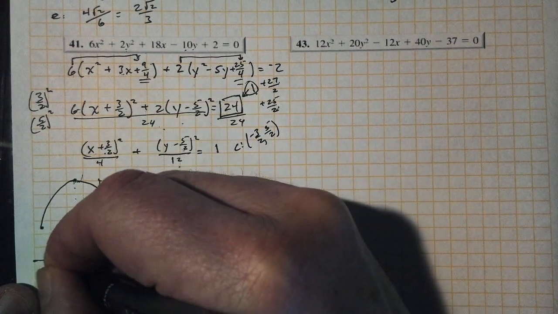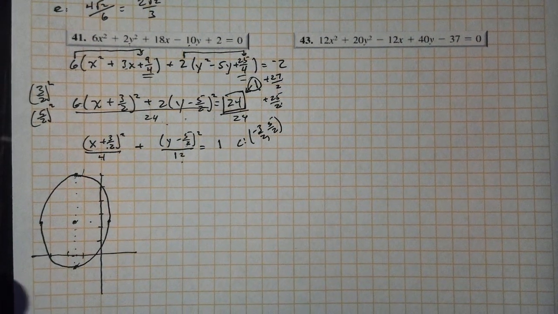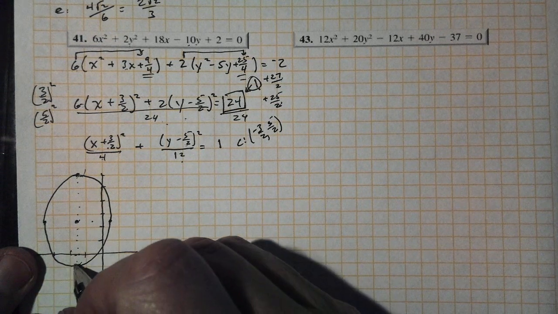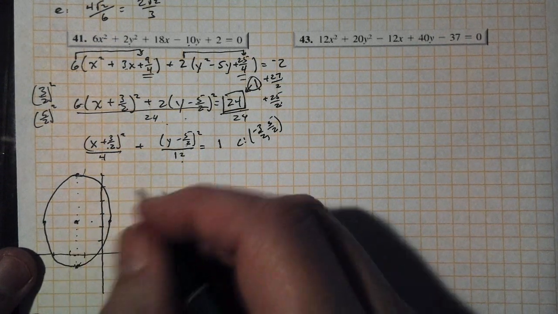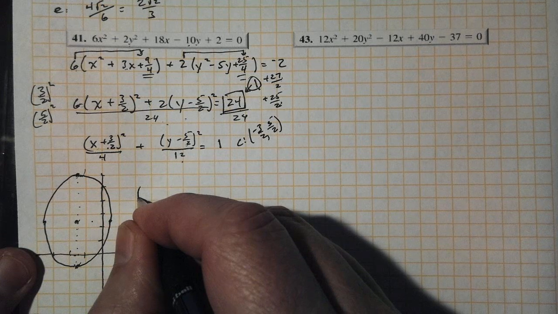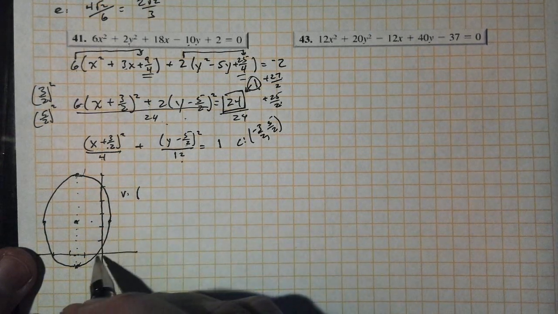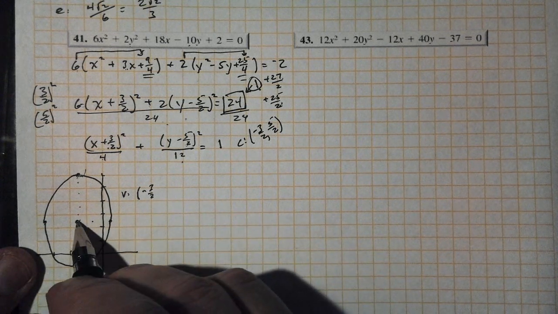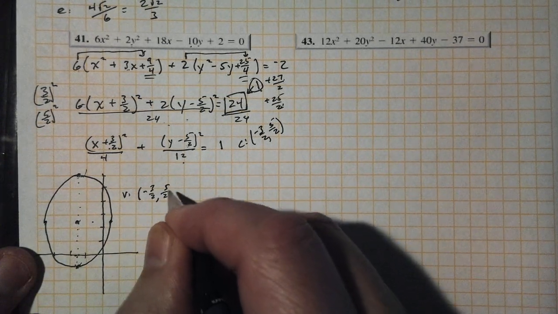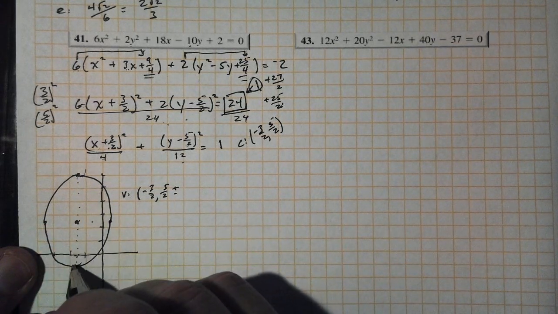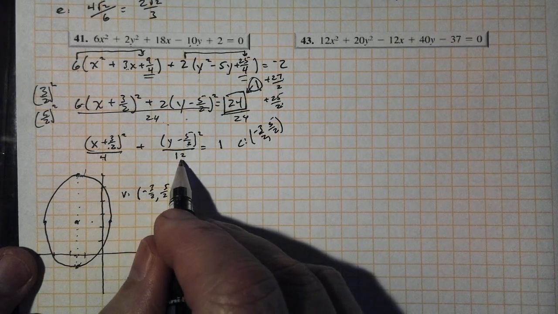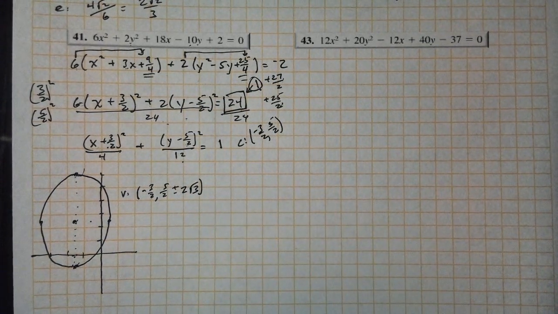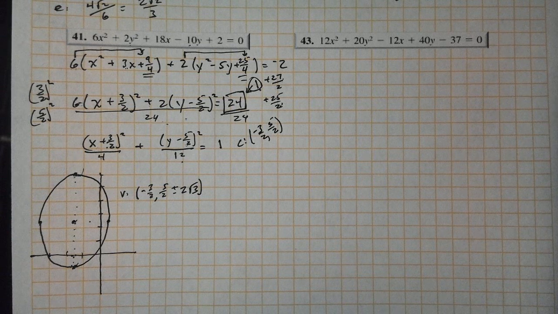We could always find out what square root of 12 is on our calculator and try to draw it a little more accurately. Okay, so I've got the center. The vertices up here, down there, we start at the center. How did I get to the center? I went left 3 halves. Then I went up 5 halves. From there I went up and down square root of 12. Square root of 12 is 2 square root of 3.